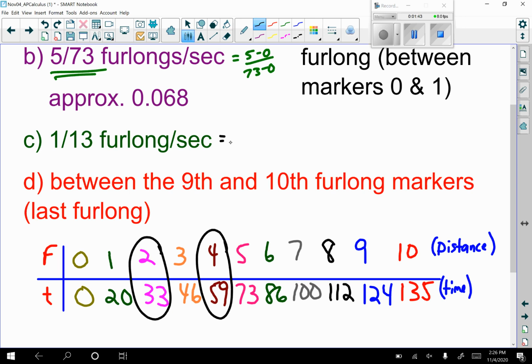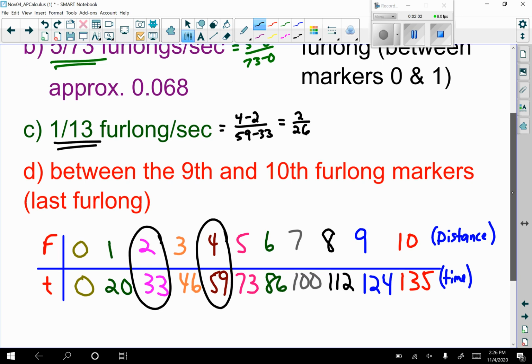So the best way to do this is just to take the difference here, the furlongs, 4 minus 2, and then 59 minus 33. So this will give us 2 over 26, which simplifies to 1/13 furlong per second. Now for question D, it was asking during which portion of the race is a horse running the fastest?